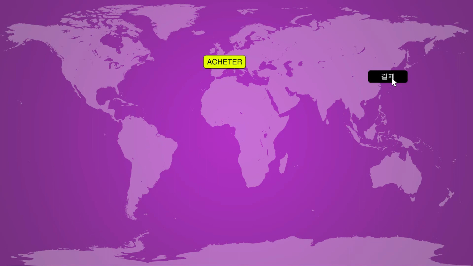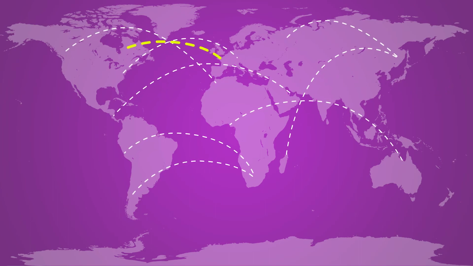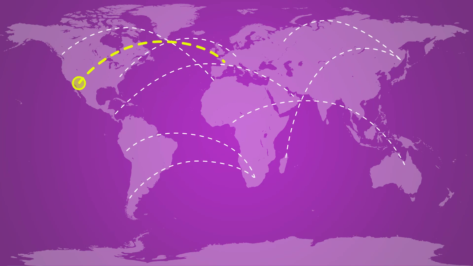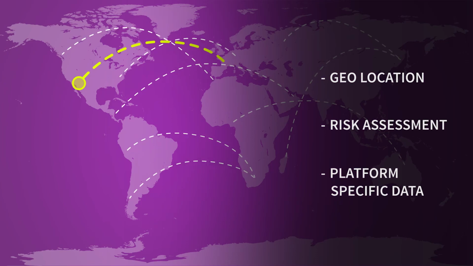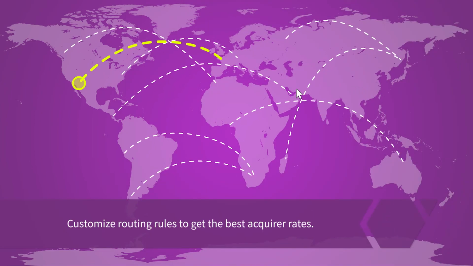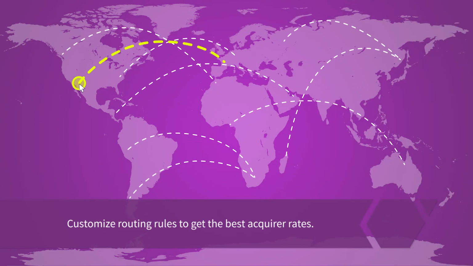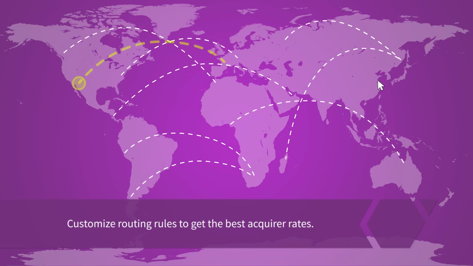And as soon as they hit that Buy Now button, our smart transaction routing engine sends the payment to the best acquiring processor, based on geolocation, risk assessment, and platform-specific data. In fact, you, the merchant, can decide where you send the transactions by customizing your own set of rules.